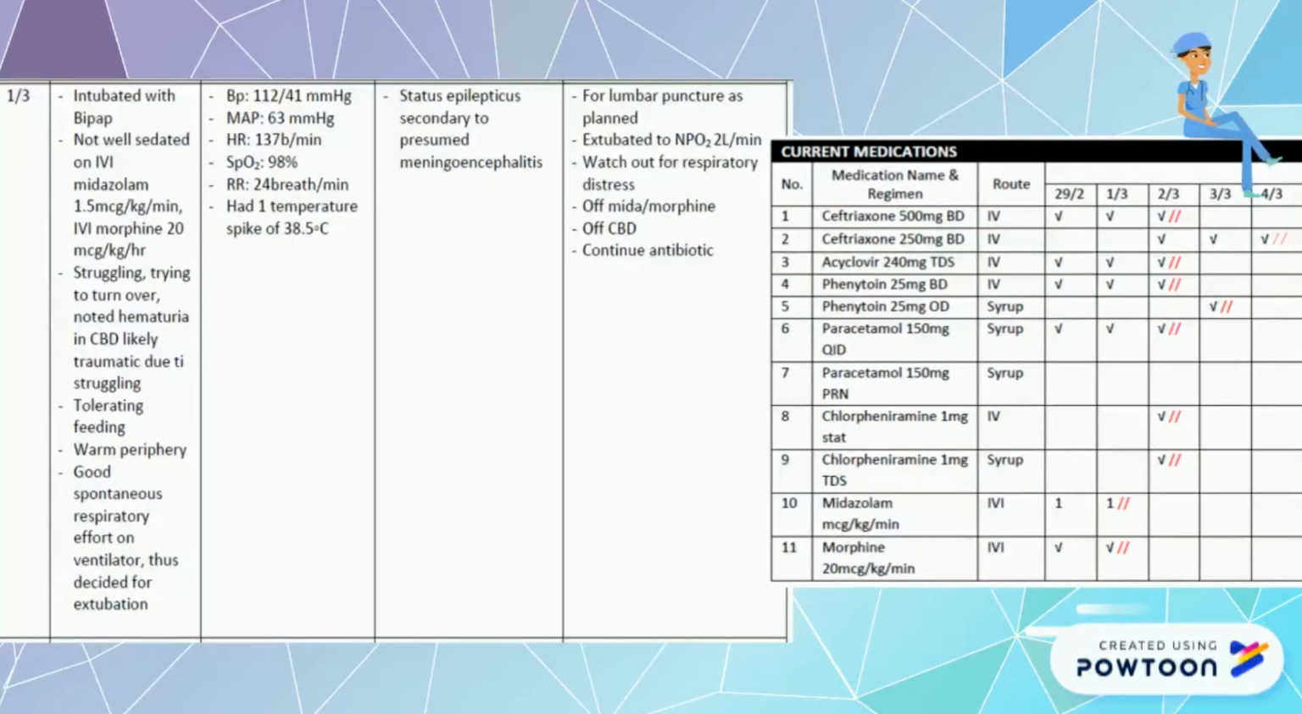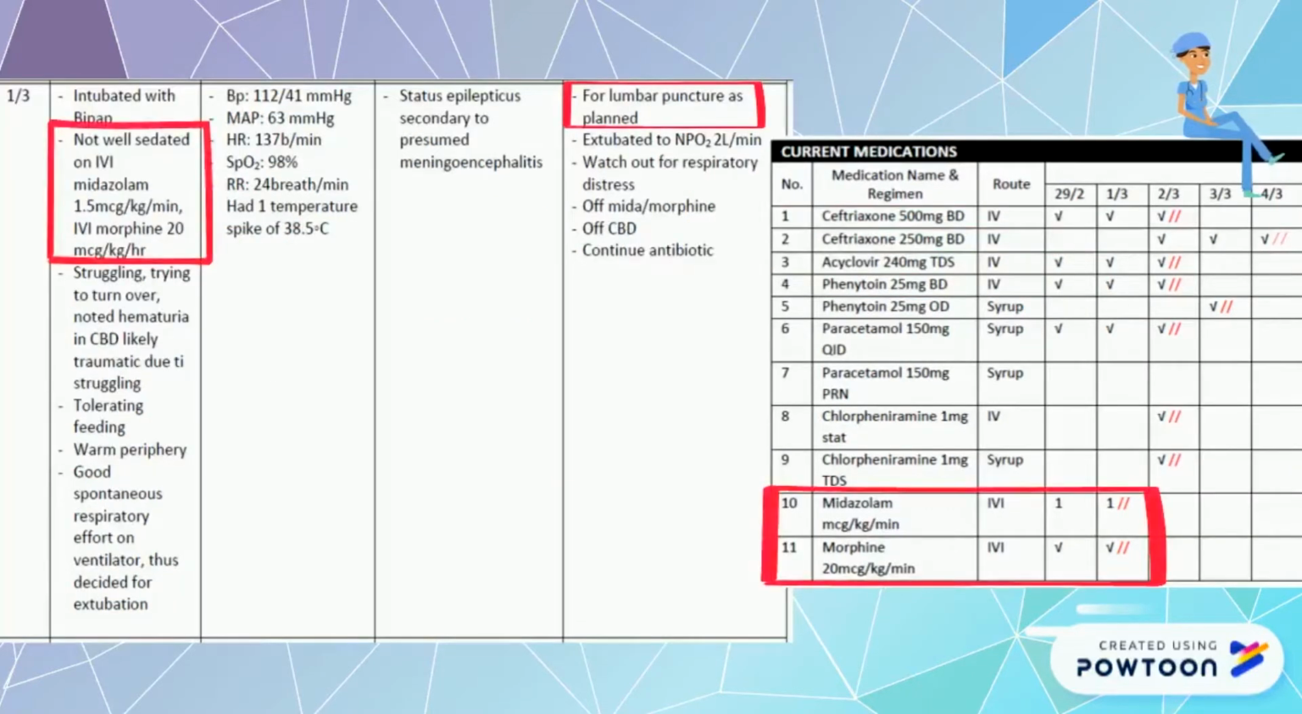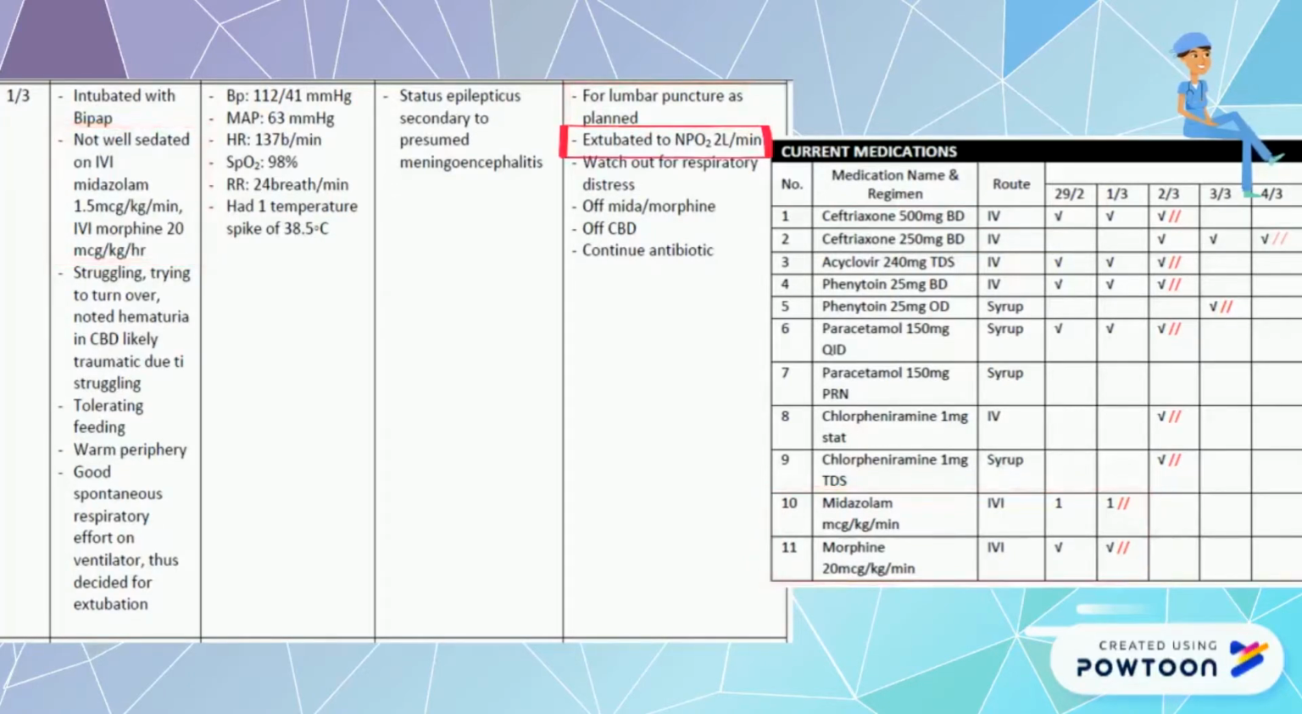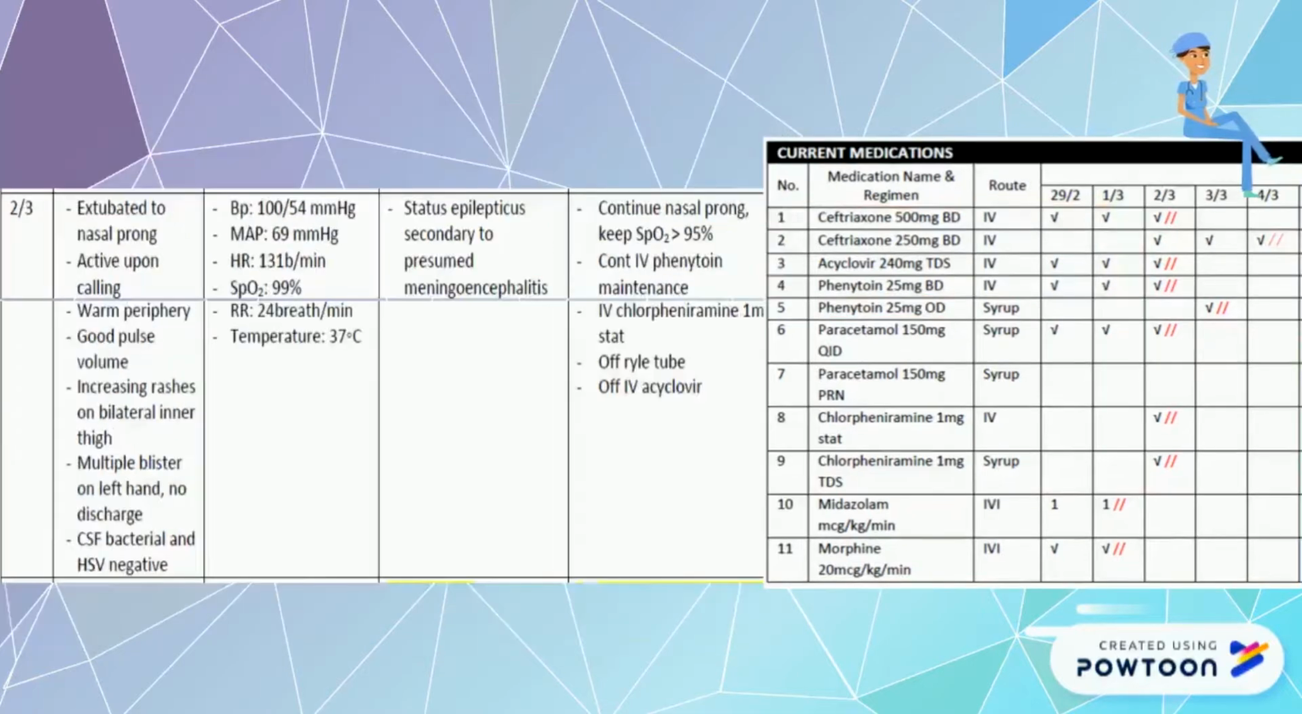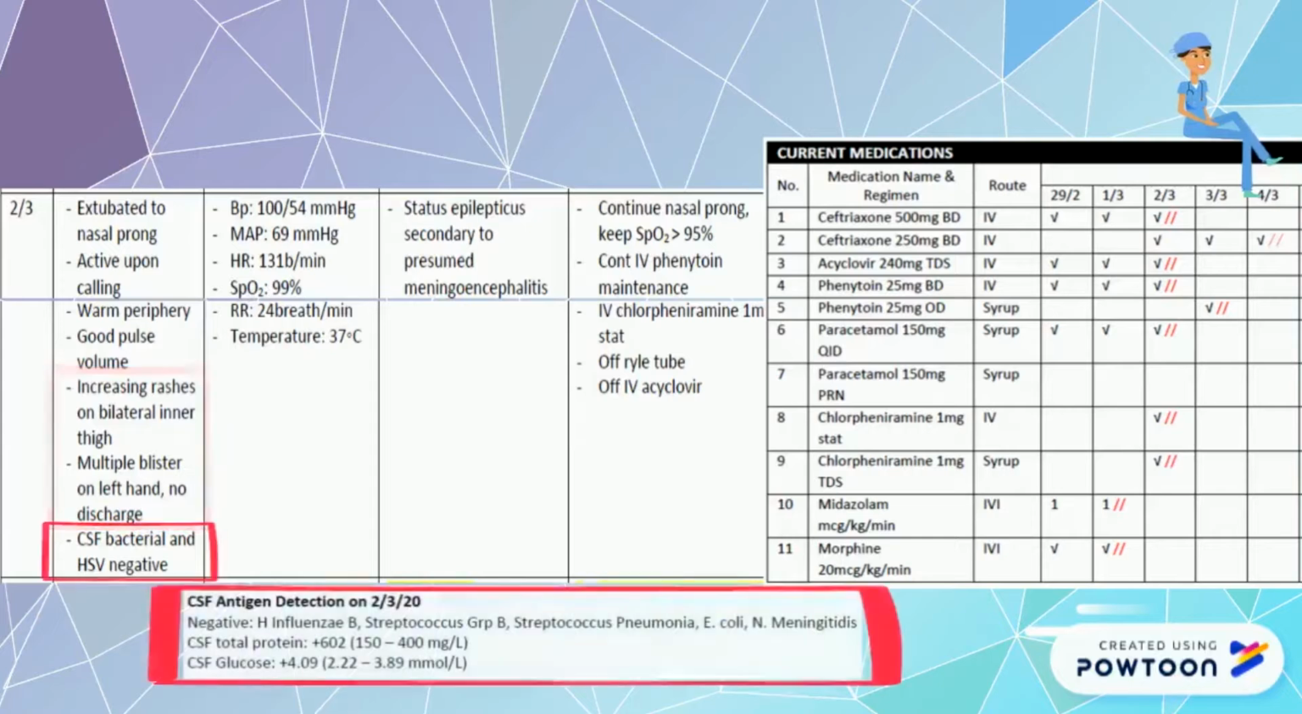On the 1st of March, he was continued on lumbar puncture although he was not well sedated on IV midazolam and IV morphine. He was extubated and continued on antibiotic and maintenance phenytoin. On the 2nd of March, he was noted on increasing rashes and multiple blisters. His CSF results show negative bacterial and HSV virus.